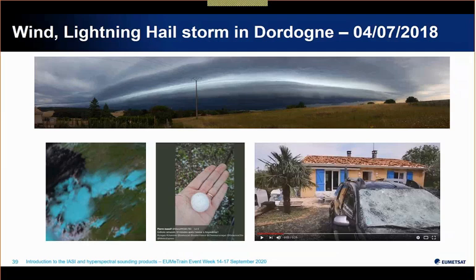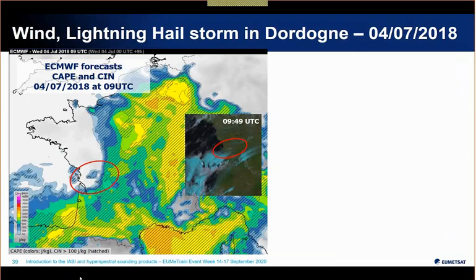Another example I wanted to share here is a case we looked at, a strong storm in Dordogne, again southwest of France, in July 18. And you can see a few illustrations of what it was. Houses were completely damaged and became irrecoverable because of the hailstorm that thrashed the roofs. And then the rain flooded the inside, and there was nothing to recuperate.